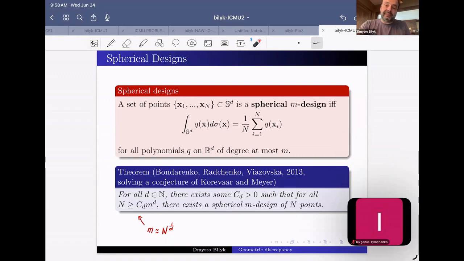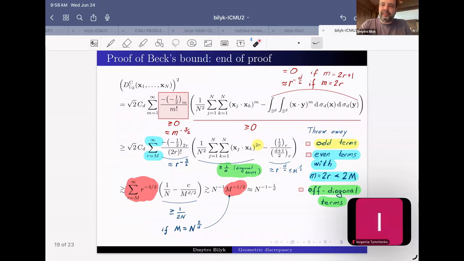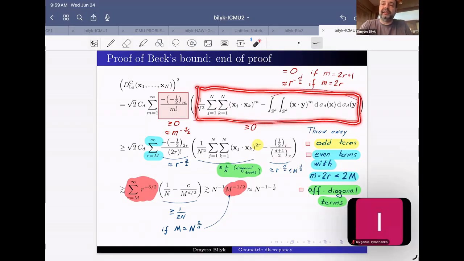So this says that if this is the optimal order, we can take m of the order n to the power 1 over d. So up to that order, these things can be equal. So back in our proof, up to that order, these things can simply be 0. They can simply be 0 if you take a spherical design.